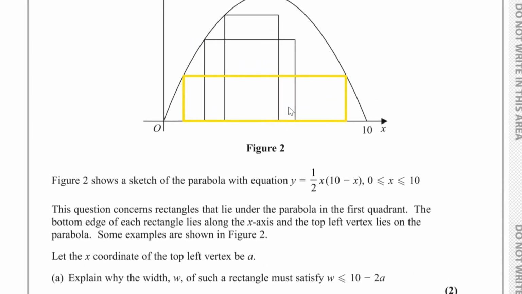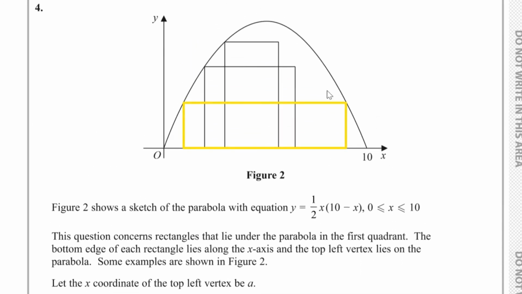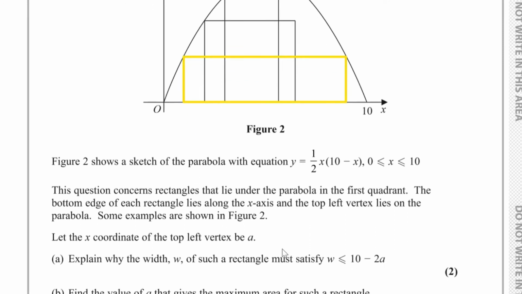Now, what we can do is write down the coordinates of the top left vertex and the top right vertex. Well, we are told in the question the top left vertex has an x-coordinate of a. So this point here is a. And the corresponding y-coordinate, if I substitute in a for x, will be 1/2 a multiplied by 10 minus a.